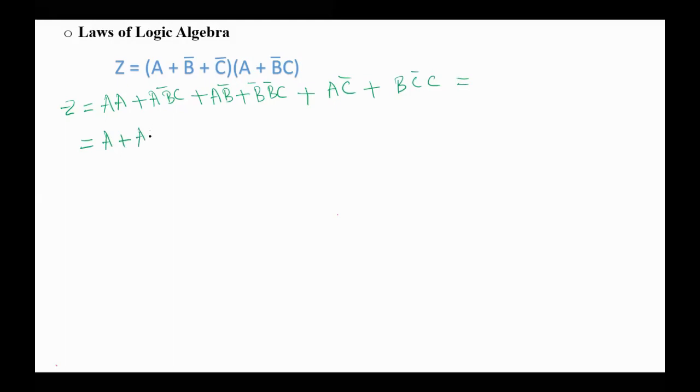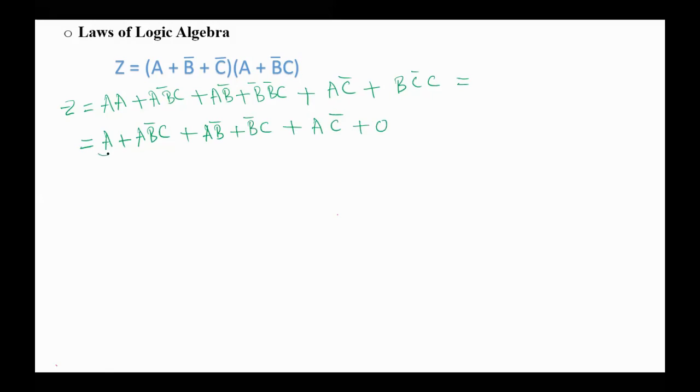First, using laws of logic algebra, how to minimize this function. As you see, Z equals A and A, or A not B, C, or A not B, or not B and not B, C, or A not C, or not B not C, C, which equals A or A not B, C, or A not B. Here not B or not B, C, or A, not C, and here we have zero.